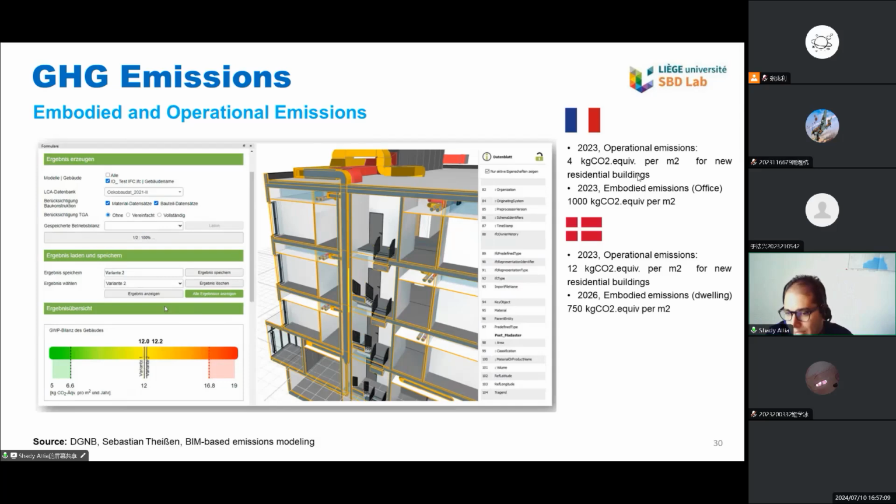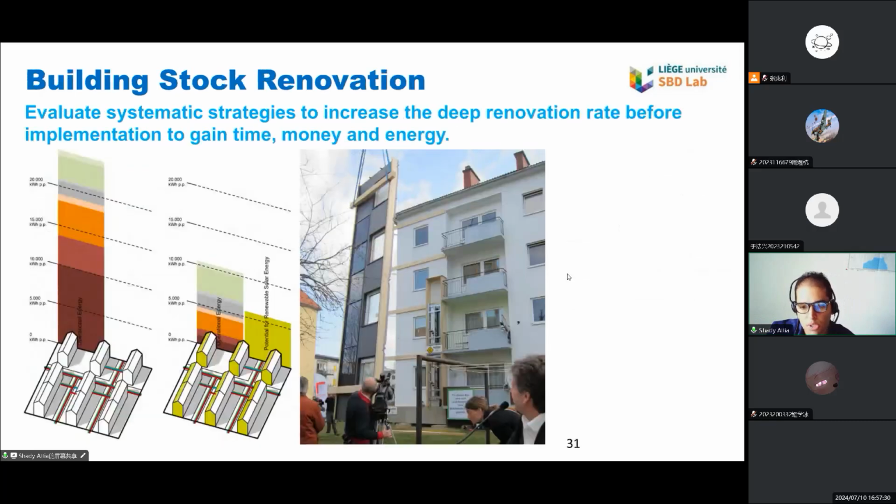Same story applies to Denmark, which now has a limit of 7 kilogram CO2 equivalent. It was 12, and it became 7. They just voted on the values 1 month ago in May, so you can see that there are now more and more restrictions, not only on the operational emissions, but also on the embodied emissions. This means that the big elephant in China or in Europe is not new construction, but existing buildings.